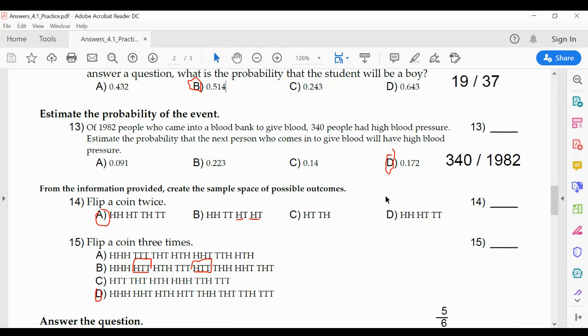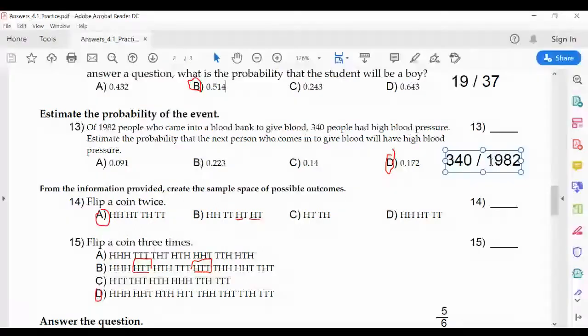Of 1,982 people who came to the blood bank to give blood, 340 had high blood pressure. What's the probability for the next person? Now, these aren't favorable. This is frequencies. How many times did it happen in the past? They assume that that same percentage is going to hold true in the future. In the past, 340 favorable, favorable in this case, having high blood pressure, out of a total of 1,982.